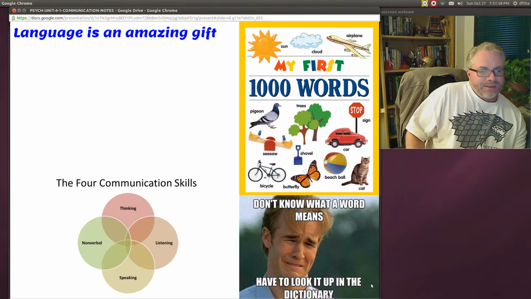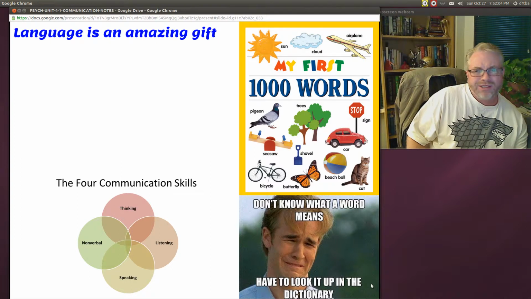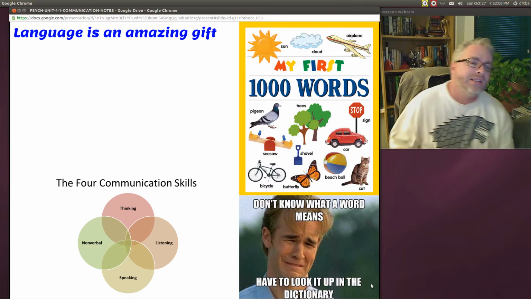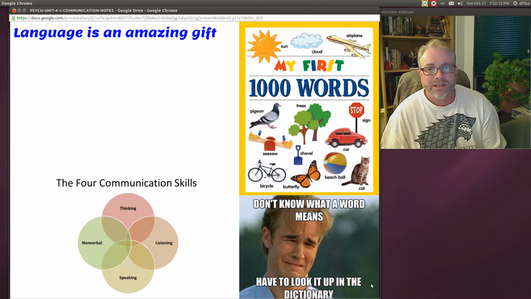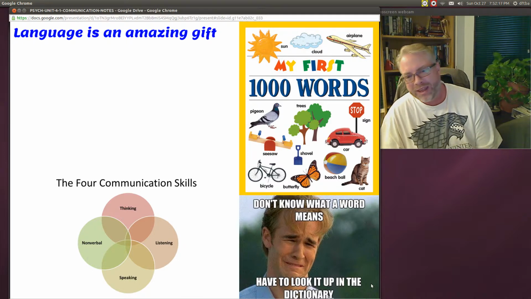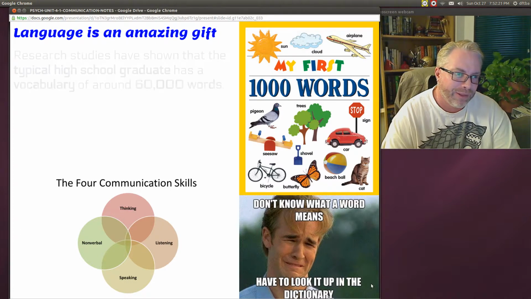So language, amazing gift, isn't it? If I don't know what a word means, I have to look it up in the dictionary. I know a lot of my students are like, oh, I'll just skip that one, I won't look it up, it'll be okay. It's not okay, because one word may change the entire meaning of a sentence to the point where you think it means one thing and it turns out it means something absolutely different. So you have to be very careful there.